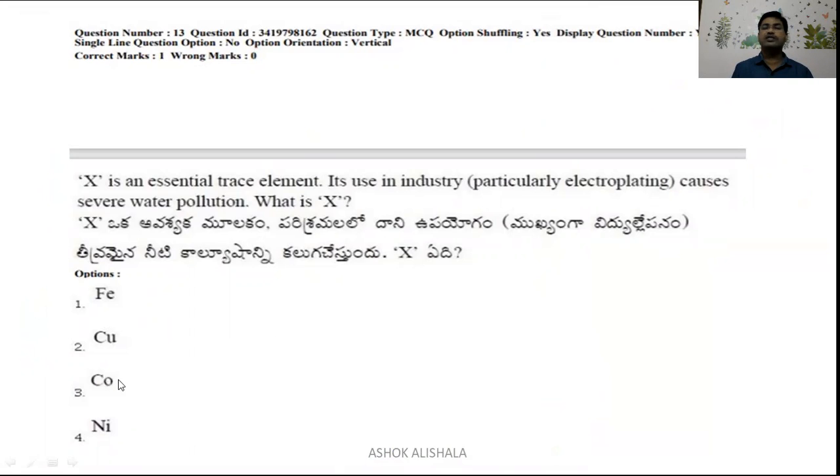Cobalt is used in what is called radiotherapy, that is, radioactive cobalt isotopes are used in cancer therapy. Now let us see, the answer is 4. Nickel is used mainly in electroplating.